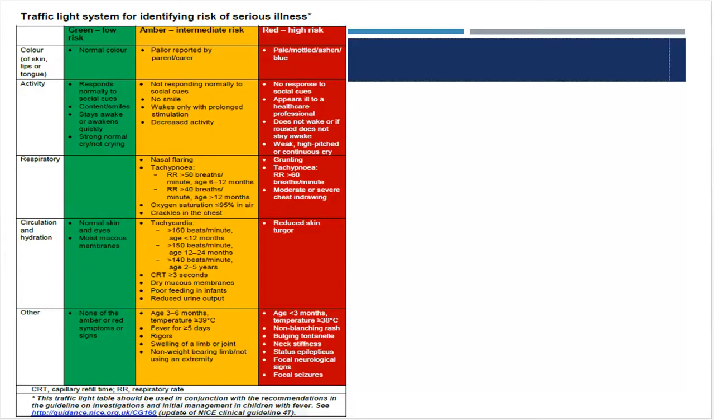So color, activity, respiration, hydration, and circulation, and others. And it is green, amber, and red. Green can go home. Amber, you balance between whether you want the patient to be admitted or you want to discharge, and red is definitely admission. Okay. If you can't remember, C for color, H for hydration, A for activity, R for respiratory, and T for temperature, or so, CHART.